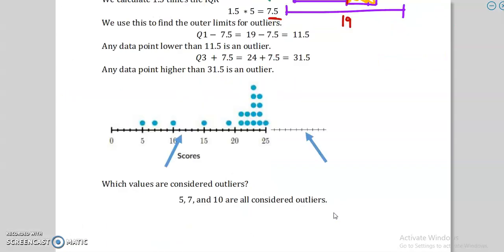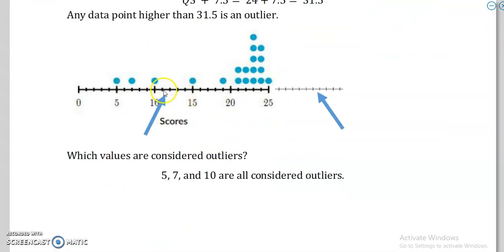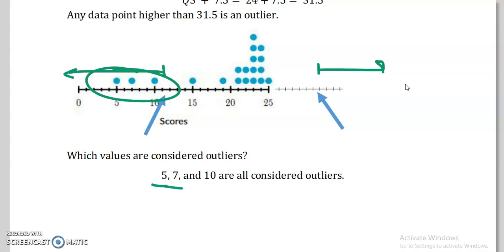So let's look at our data set. Here's our data set. We have it graphed out. And so 11.5 is right here. 31.5 is right up here. And so anything below this point or above this point is going to be considered an outlier. So where are our outliers? Well, it's these 3 points: 5, 7, and 10.